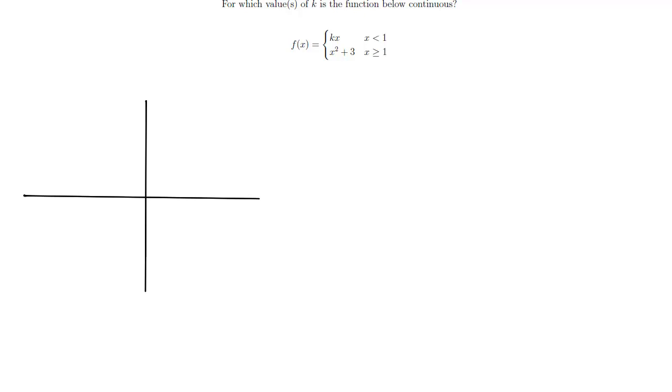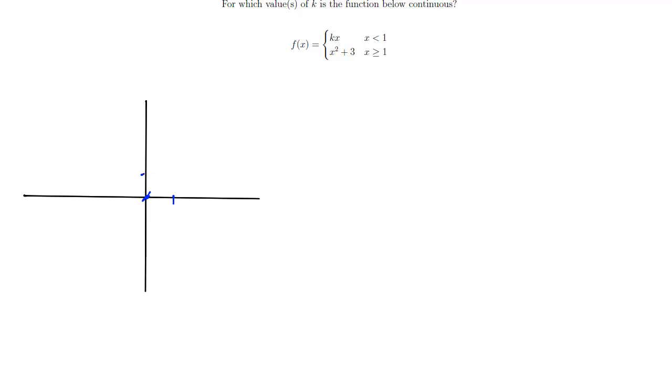Notice that k times x is going to be a continuous function no matter what k is, and x squared plus 3 is a continuous function. The only place where f might not be continuous is where you switch from one definition to the other, namely at x equals 1. Let's see what happens there. Perhaps we'll start by graphing this function just to get an idea what it looks like. At x equals 1, we switch from having this k times x, which is going to be a line that goes through the origin with slope k. So I'll maybe just draw a little bit of that there. And at 1, we switch to this parabola x squared plus 3, a standard parabola shifted up 3.